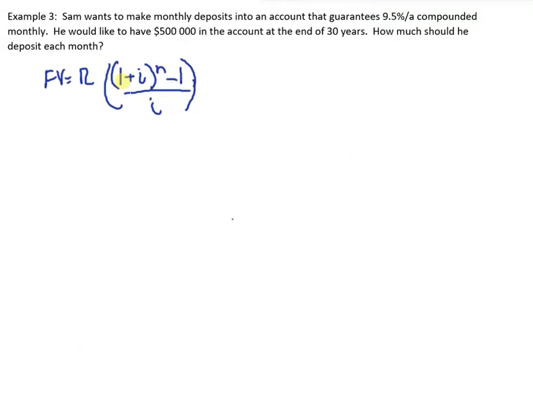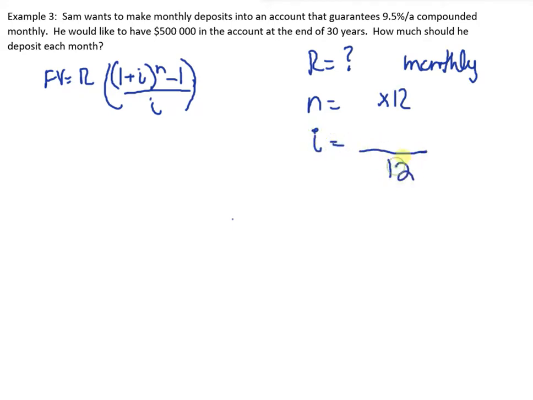Okay, final question. So this one's like a backward question. So Sam wants to make monthly deposits. Okay, we don't know how much that monthly deposit is going to be, but we know it's going to be monthly. So monthly, how many times a year is that? It's 12. So whatever our number of years is, we're going to multiply by 12, and whatever our interest rate is, we're going to divide by 12. So this gives us a lot of information already.